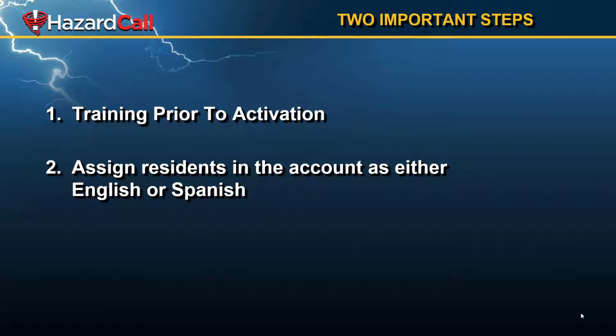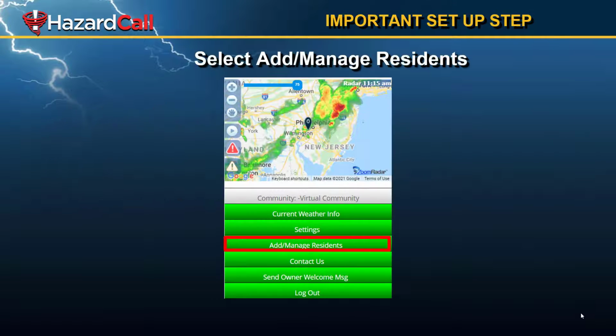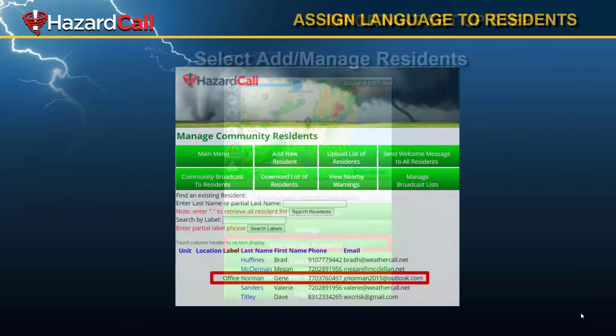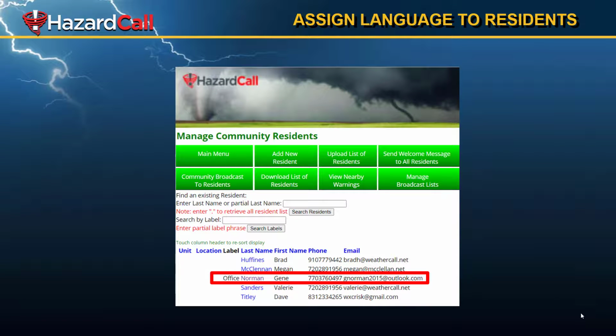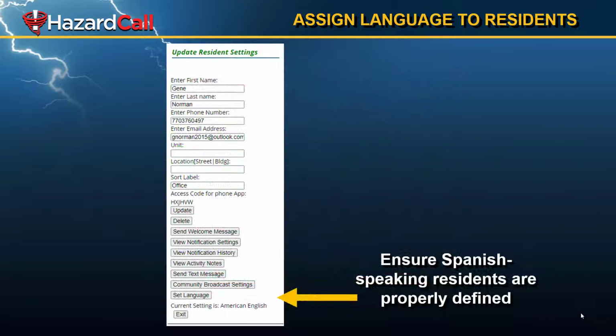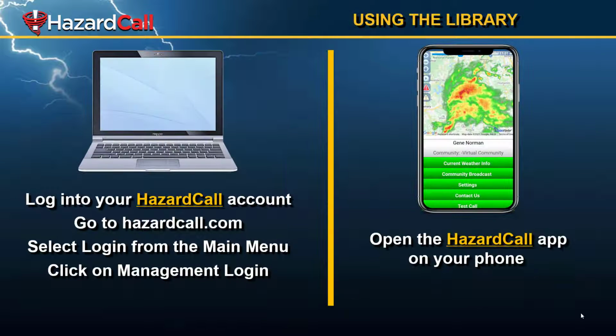Now, to do that, second step, you'll need to log into your account and go to Add Manage Residents. When you click on that, pick a resident, and at the bottom of the list of all the options that are in there for the resident, you'll see Set Language. So ensure that the people who need to get these messages in English are set properly, and the people who need to get these messages in Spanish are also set properly.